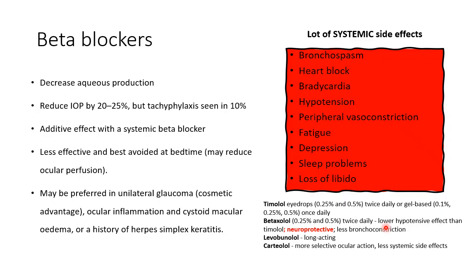So less bronchoconstriction. Then we have levobunolol, which is a long-acting beta blocker, and then there is carteolol, which has a more selective ocular action, hence less systemic side effects. And this is the one which is said to have an intrinsic sympathomimetic activity. So that's the beta blockers for you.